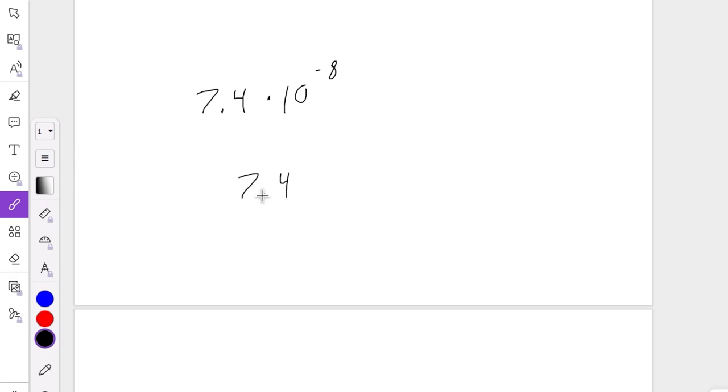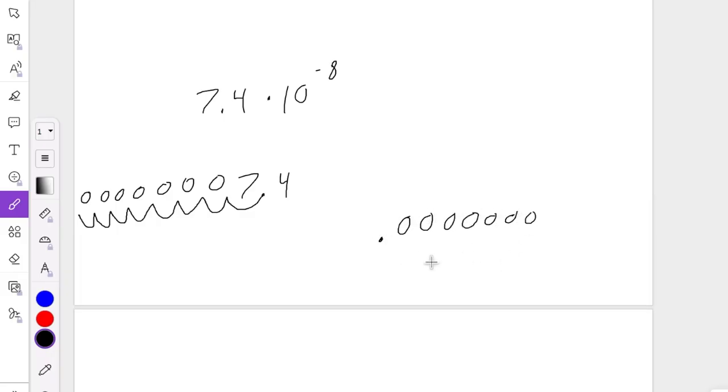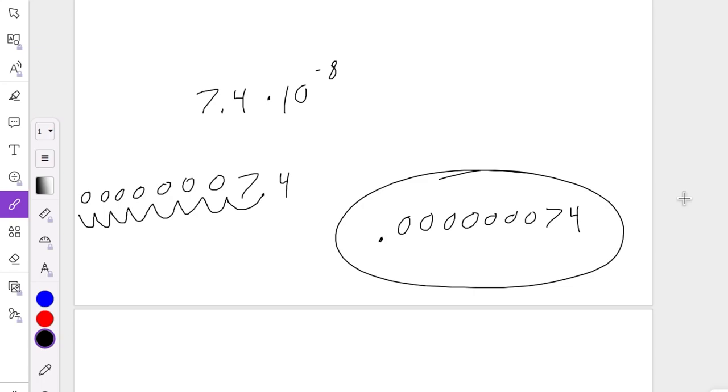So I'm going to move it over 8. 1, 2, 3, 4, 5, 6, 7, 8. Barely fit it in there. And so everywhere I'm going to put in zeros where I have gaps. That is a lot of zeros. That is 1, 2, 3, 4, 5, 6, 7 zeros. So it's going to be 0.0000000. That's 7 zeros. And then 7, 4. And that is my answer.